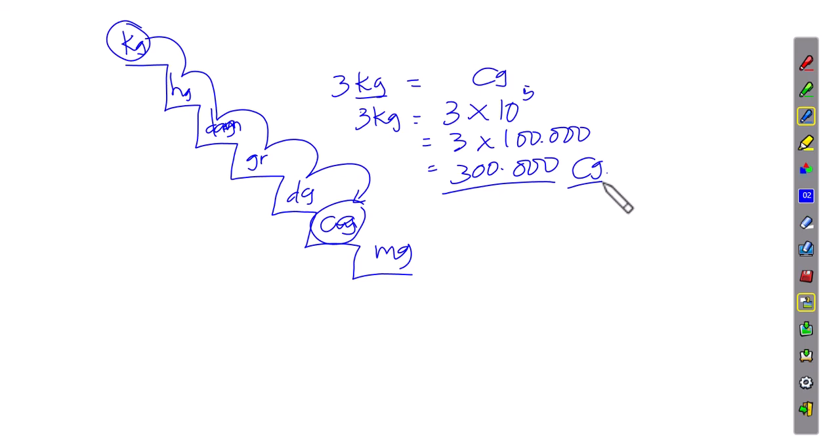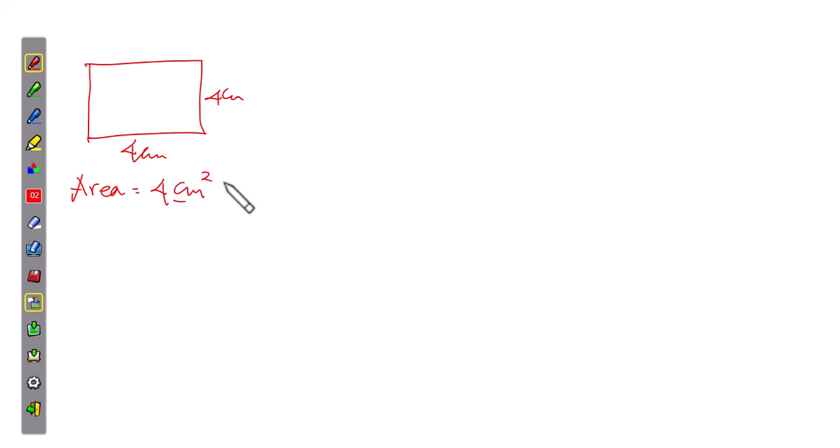Okay, now how about the area? The area is the combination of length. For example, you have a square of 4 centimeter by 4 centimeter. So the area must be 4 centimeter square. So this is the combination of the length. The area is just the same as the length, but the value is a little bit different.